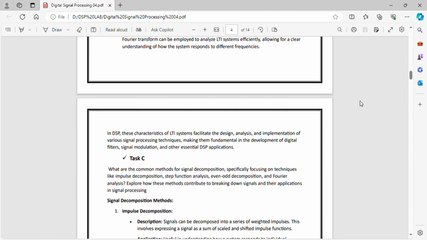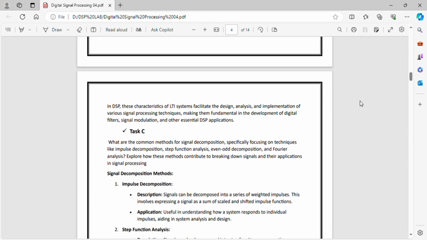In DSP, these characteristics of LTI systems facilitate the design, analysis, and implementation of various signal processing techniques, making them fundamental in the development of digital filters, signal modulation, and other essential DSP applications. In task C, what are the common methods for signal decomposition, specifically focusing on techniques like impulse decomposition, step function responses, even and odd decomposition, and Fourier analysis? Explore how these methods contribute to breaking down signals and their applications.